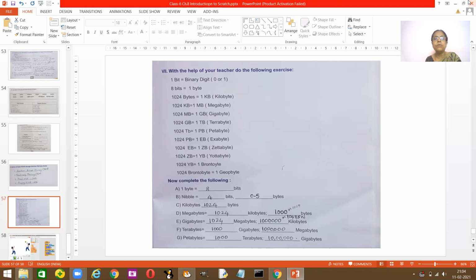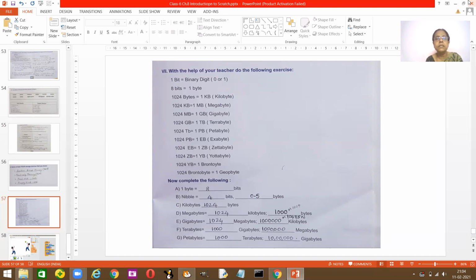1024 bytes is equivalent to 1 kilobyte. 1024 kilobytes is equivalent to 1 megabyte. 1024 megabytes is equal to 1 gigabyte. That's GB. 1024 GB is equivalent to 1 TB, that is terabyte. 1024 TB is equivalent to 1 PB, that is petabyte.